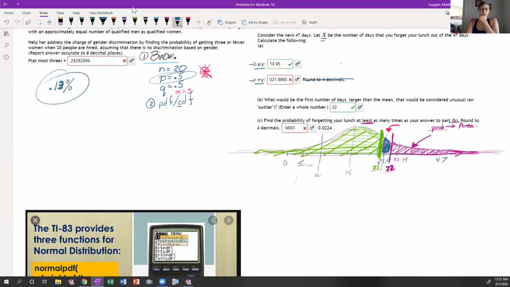In this particular question, I understand everything you're talking about, except the way it's worded: find the probability of getting your lunch at least as many times as your answer in part B. How do you know not to use 22? How do you know to use 21 instead? Here's a nice way to do it. What numbers do we want? Do a big box for the numbers we want.